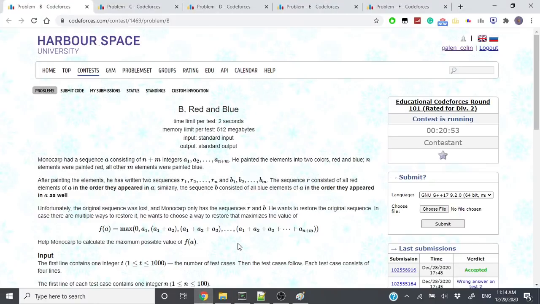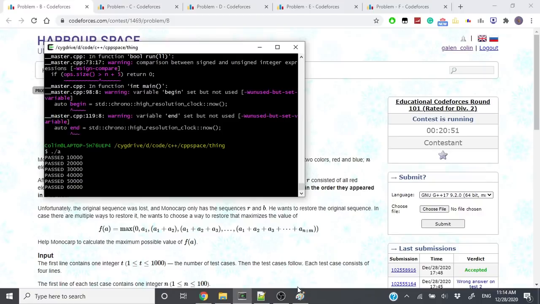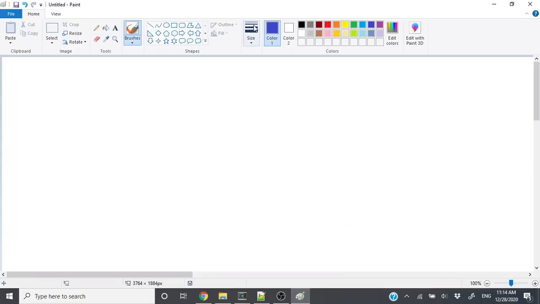Okay, red and blue. So we have some array. We have some values that we know are red, for example 2, -5, and 7. And we have some values that we know are blue, such as 3, 9, and 6.